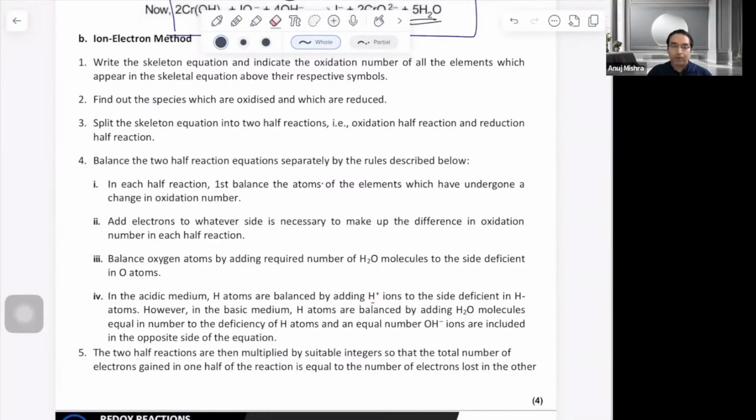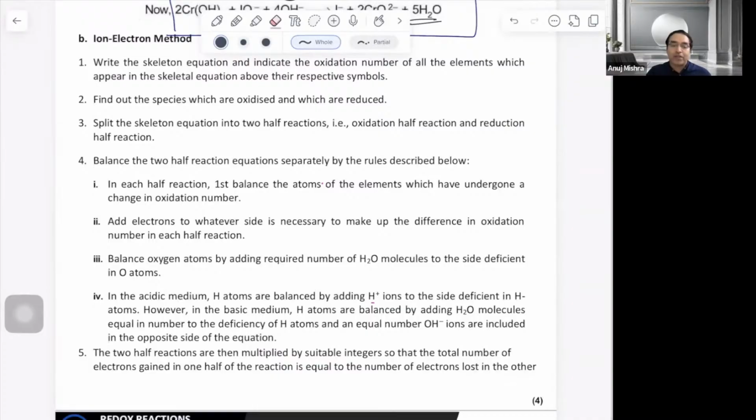Point number 4. In acidic medium, H atoms are balanced by adding H plus to the side deficient in H. In basic medium, H atoms are balanced by adding water molecules equal in number to the deficiency of H atoms, and an equal number of OH minus are included on the opposite side of the reaction. So basically, acidic medium H plus, basic medium OH minus.